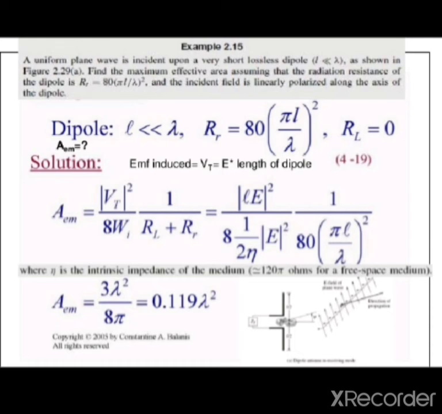And now this is a good example for that. Take a dipole antenna, where L is generally much less than lambda. So you take RR equal to 80 pi square into (L by lambda) whole square. Therefore RL equal to 0, for example, loss resistance is 0. Then you take AEM equal to 3 lambda square by 8 pi, which is equal to 0.119 lambda square.